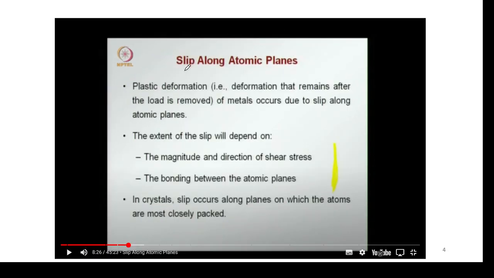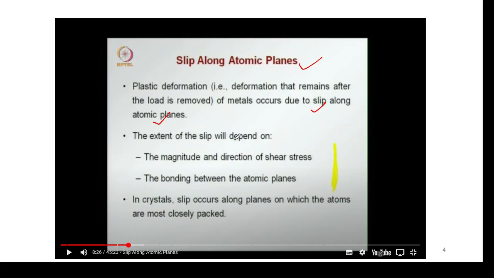Okay, so next we will be studying what is slip along the atomic planes. So what is slip? The plastic deformation that remains after the load is removed in the metal occurs due to slip along the atomic planes. So the plastic deformation happens to the material, which can't regain its original shape, in the metal, and occurs due to the slip along the atomic planes. Okay, the slip happens along the atomic planes. Let's see how this happens.